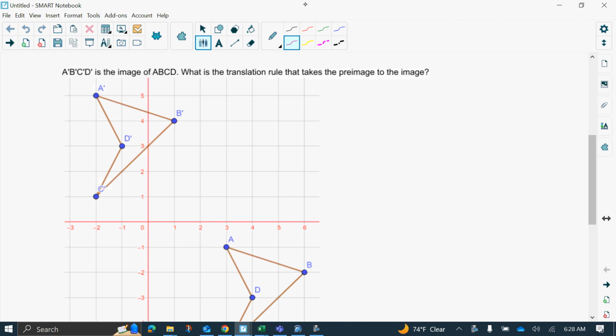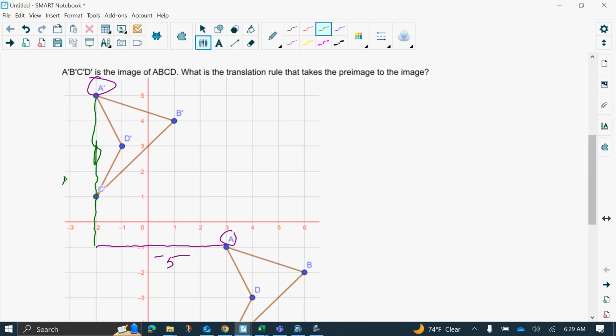So, A prime, B prime, C prime, D prime is the image of A, B, C, D. What is the translation rule that takes the preimage to the image? So in other words, what do we do to get from A to A prime? Well, we go 1, 2, 3, 4, 5 to the left. So that's minus 5. Then we go 1, 2, 3, 4, 5, 6 up. So plus 6 to the y.